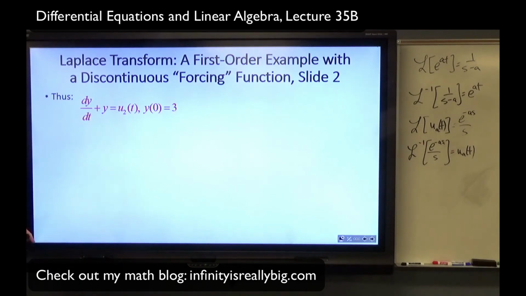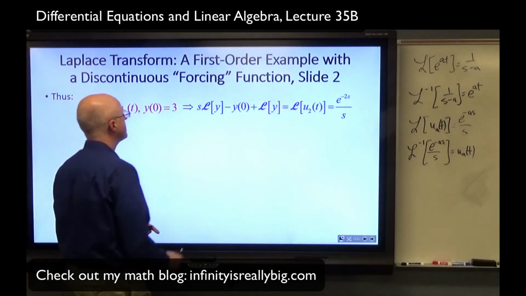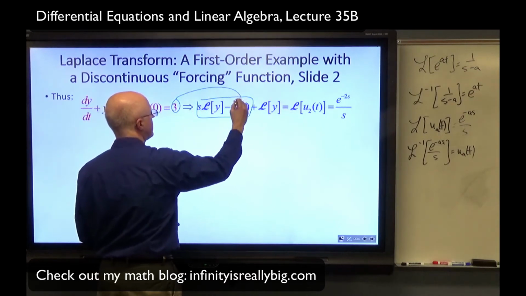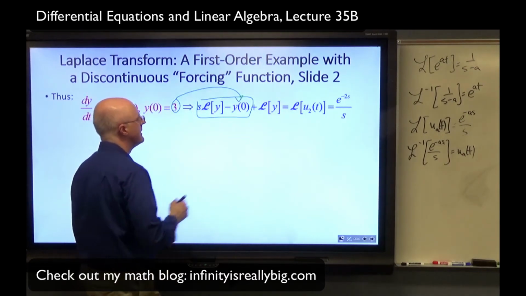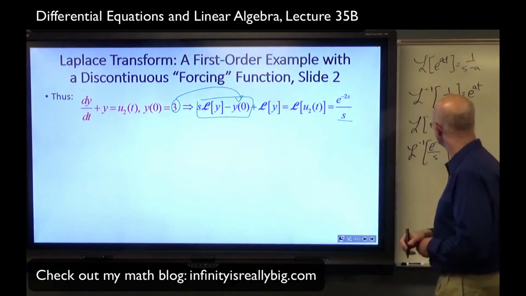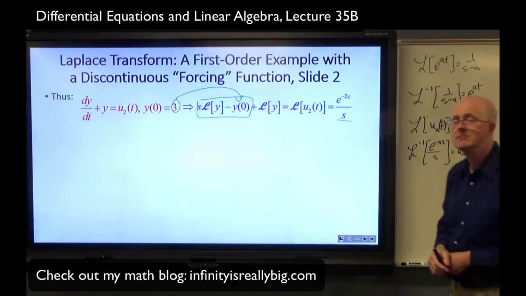Take the Laplace transform of both sides. Use linearity. Use the fact that the Laplace transform of a derivative is this again. Plug in 3 right there again. It equals the Laplace transform of the right-hand side, which is this. A is 2.